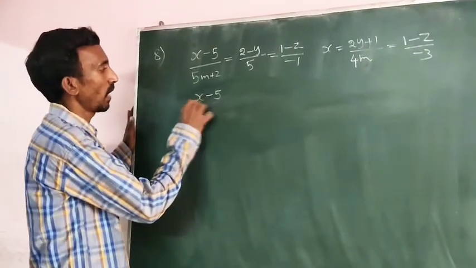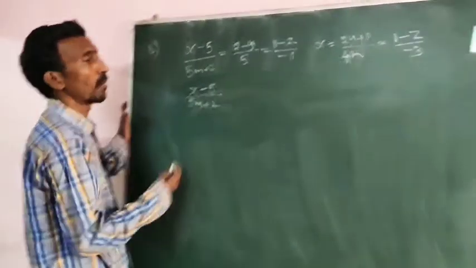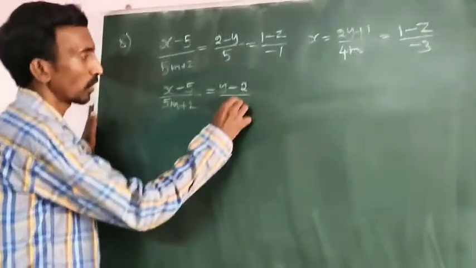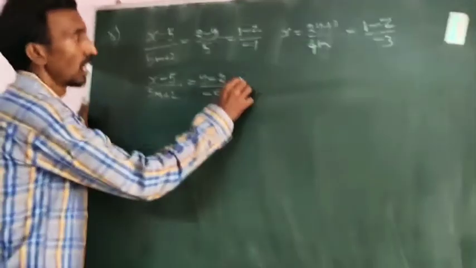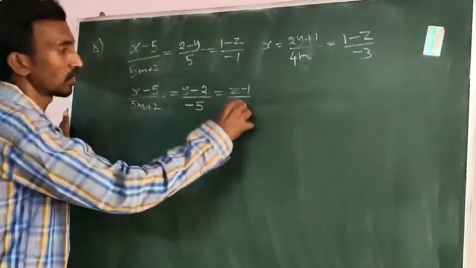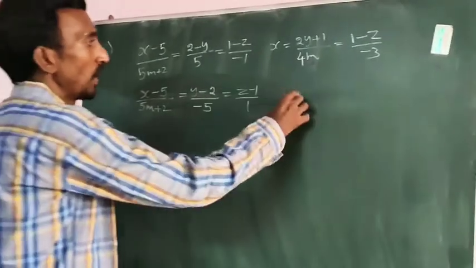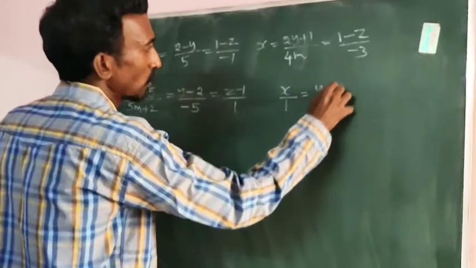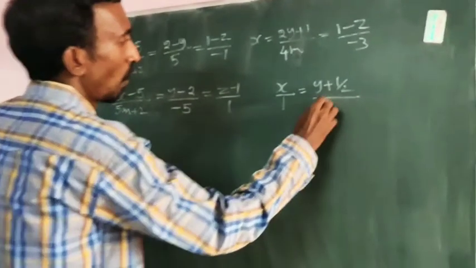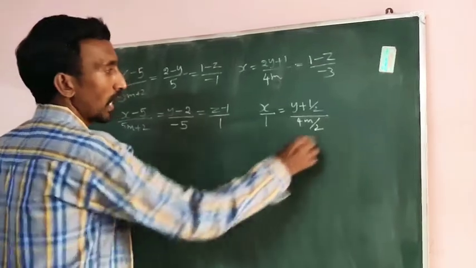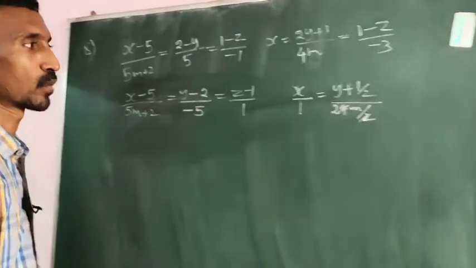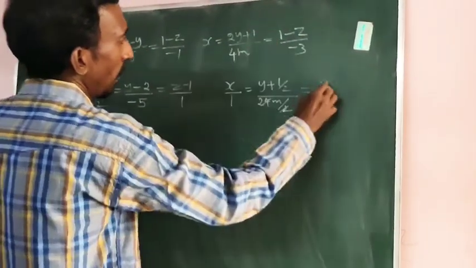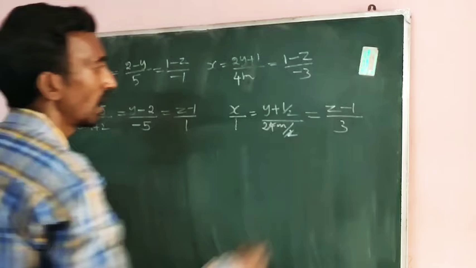So (x minus 5) by (5m plus 2), no problem. Second one, take the minus outside, y minus 2, and move that one to the denominator, minus 5. Similarly, z minus 1 by minus into minus becomes plus 1. So obviously here denominator 1 is there. So take 2 outside, (y plus 1) by 2 by 4m by 2. It becomes 2m. (y plus 1) by 2 into 2m by 2m. So similarly take the minus outside, (z minus 1) by 3.